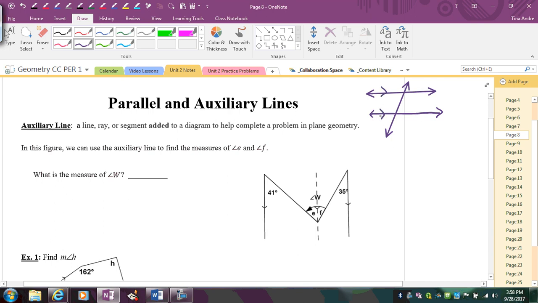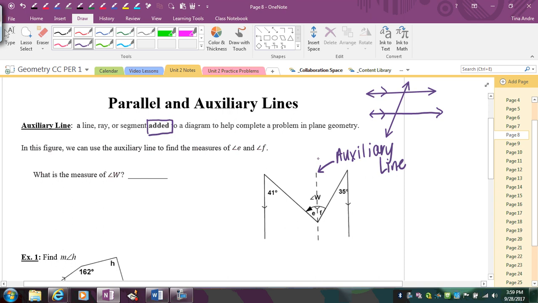So our goal is going to be to create these auxiliary lines that are added to our original diagram to help complete these problems and to come up with these two parallel lines cut by a transversal so that we can use those different types of angles that we've already talked about. So when we look at this first example, this dotted line here is considered the auxiliary line. It's not really there, it's something that we're adding in so that we can solve the problem. So this is considered the auxiliary line.